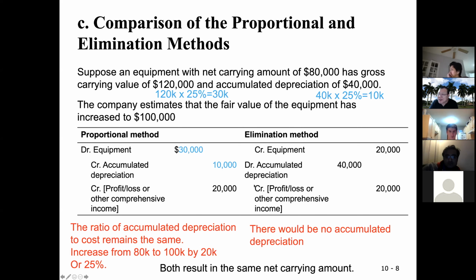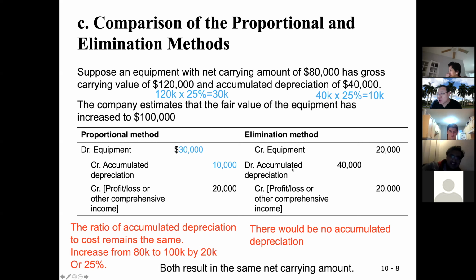I don't have a better answer to your question. Yeah, based on the two methods available. Right, but it's a good question, right? You know why people would use one versus the other, okay? The reason I asked is because one totally eliminates the accumulated depreciation, whereas the other one builds it up. But yeah, okay.